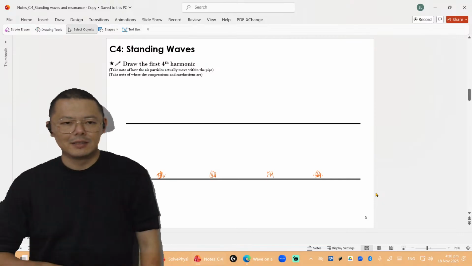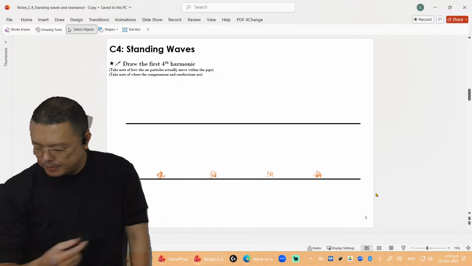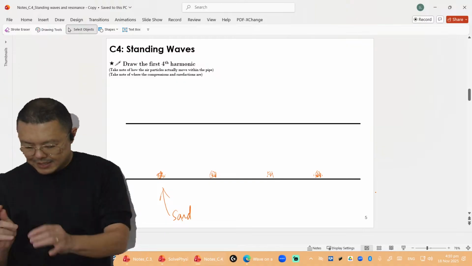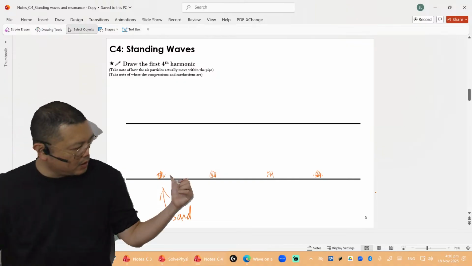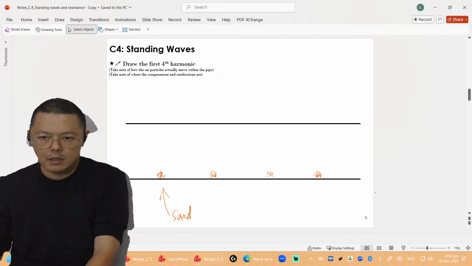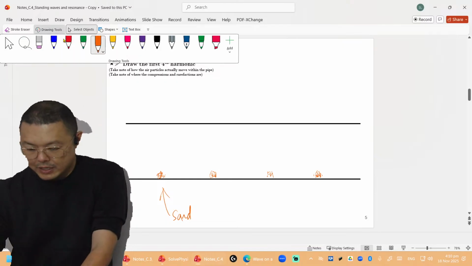So when you have the fourth harmonic and you have some sand at the bottom, the sand will make little heaps like this. What does it represent? Yeah, right. The sand will represent the nodes.